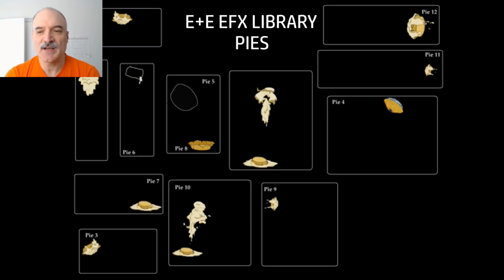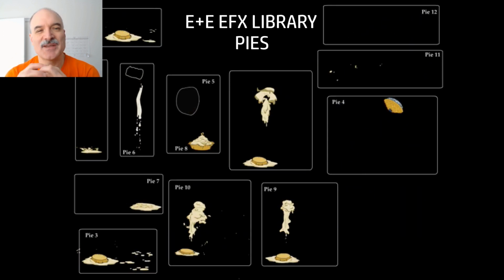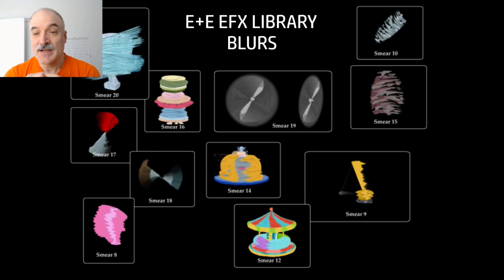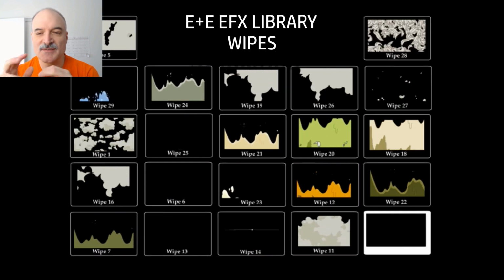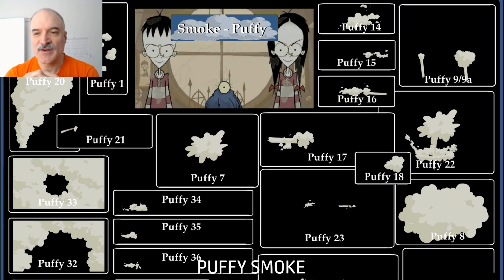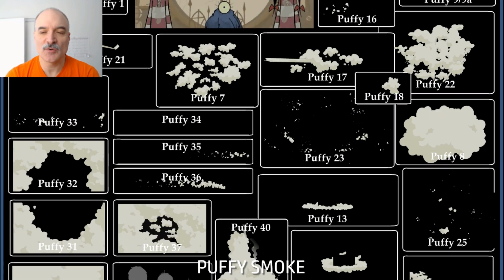Wispy smoke was a fair amount. Pies, which is reusing a lot of the liquid effects. Blurs, this was all scene specific and motivated by that. Wipes, this was to get from one shot to another. Transitions, and of course the smoke library.